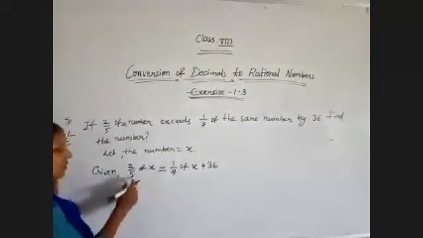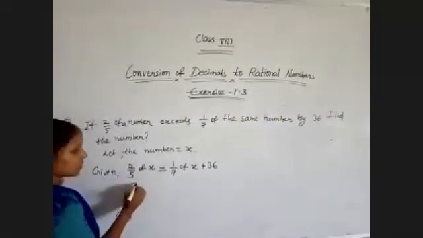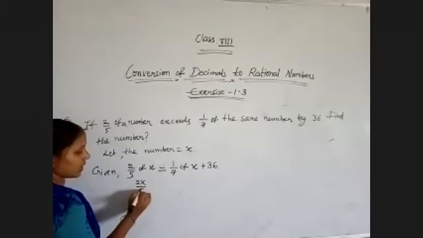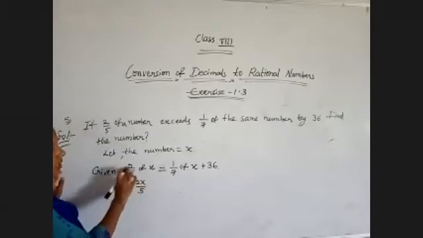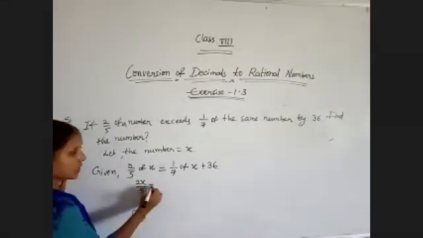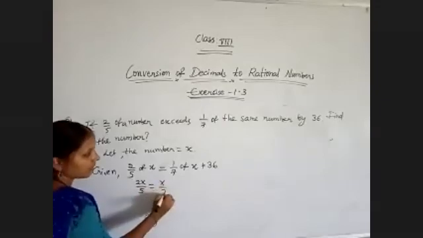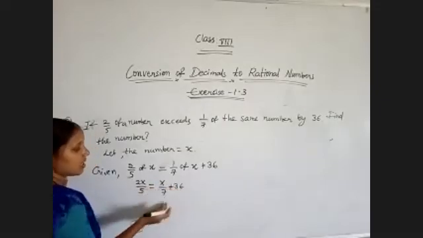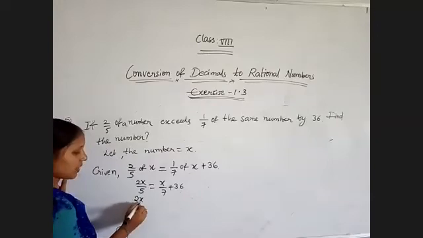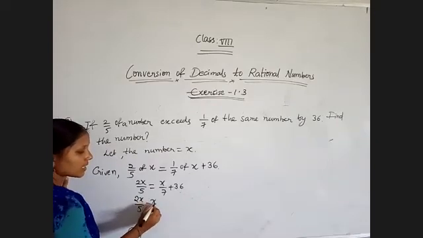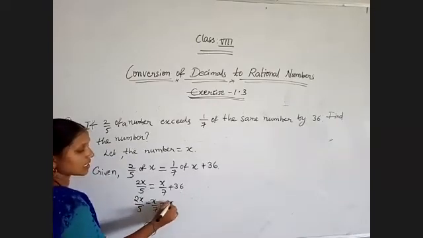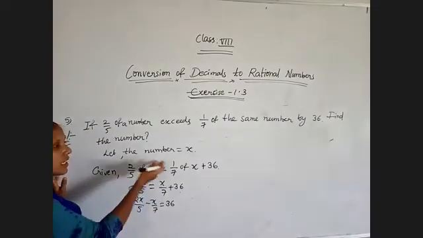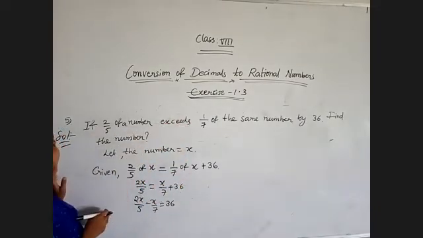So now what we will get? 2/5 of x means 2x by 5. 2x by 5 is equal to x by 7 plus 36. Now the difference, that is 2x by 5 minus x by 7, is equal to 36. That's all. Instead of this, we can write that their difference is equal to 36. Like that also we can say.